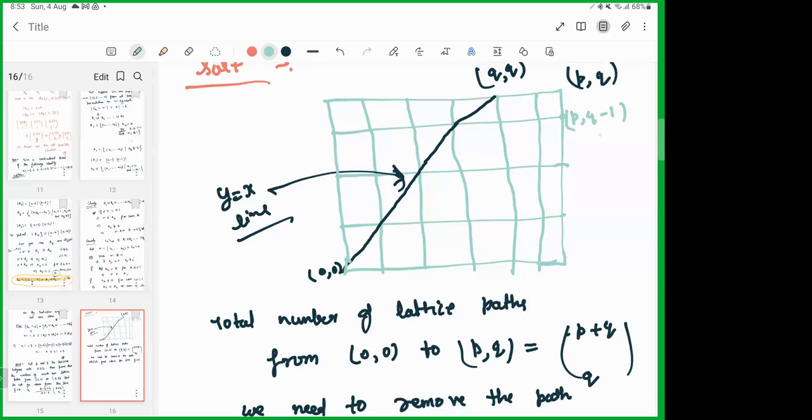Yes, that is correct. That forms a recurrence relation. But the thing is, we have to find the closed form of it. Then how will it help us compute? With the recurrence solution, you have the base cases, so you can always compute whatever case you want. But how will that help me compute which paths go above the y equals x line and which do not?